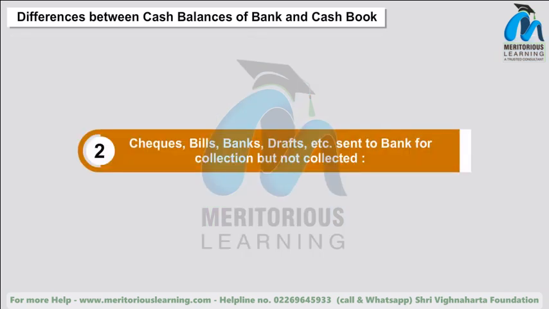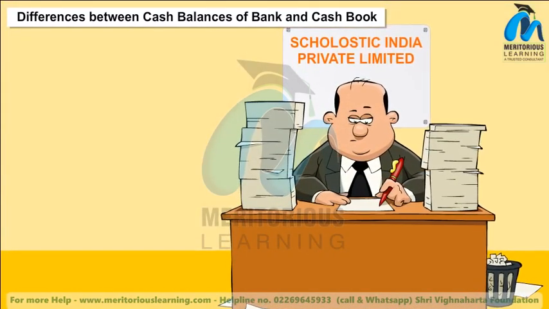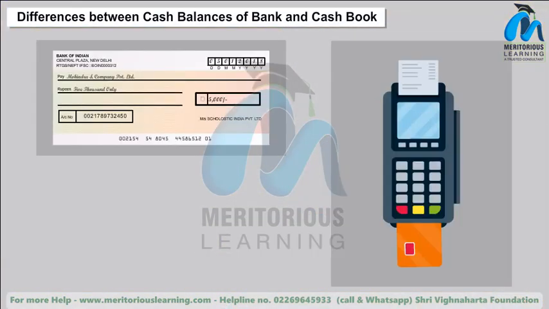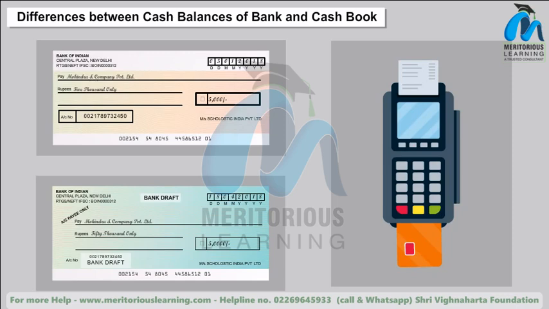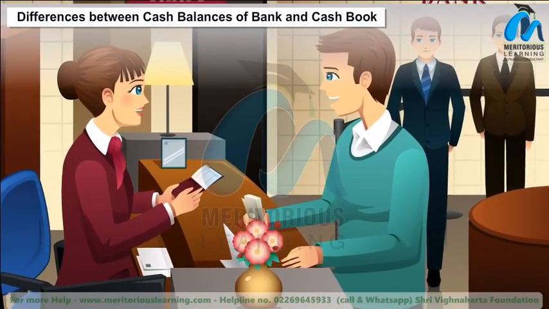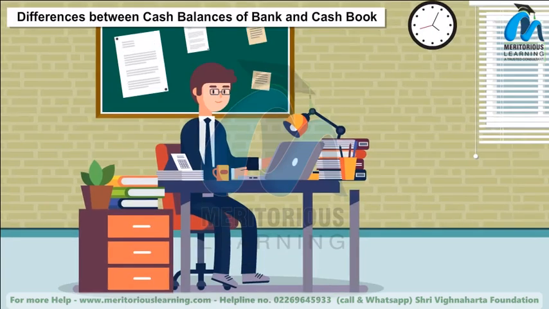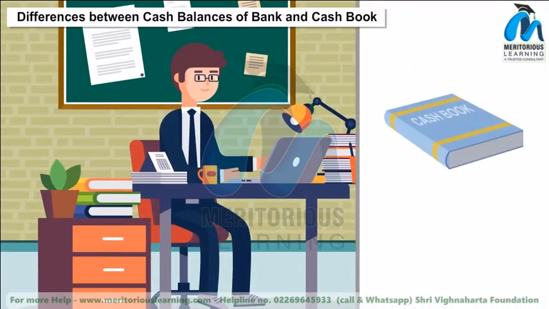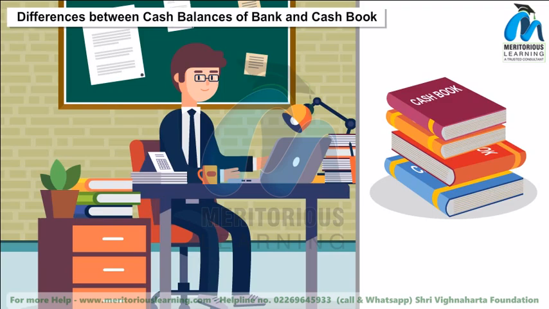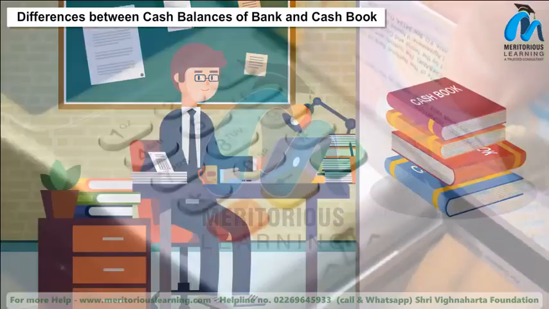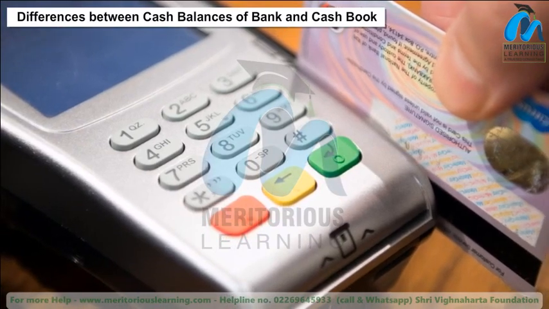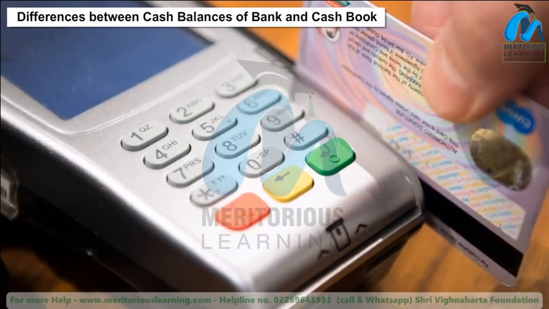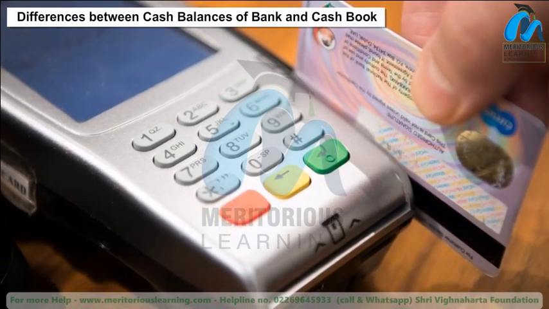2. Checks, bills, bank drafts, etc. sent to bank for collection but not collected. The trader receives from third parties from time to time checks, bills, bank drafts, etc. for his payments due, which he deposits into the bank for collection. The businessman immediately makes a record of the above on the debit side of the cash book in the bank column when he sends it for collection. However, the bank makes a credit entry in the customer's account only when it actually realizes the amount of the check or bank draft.